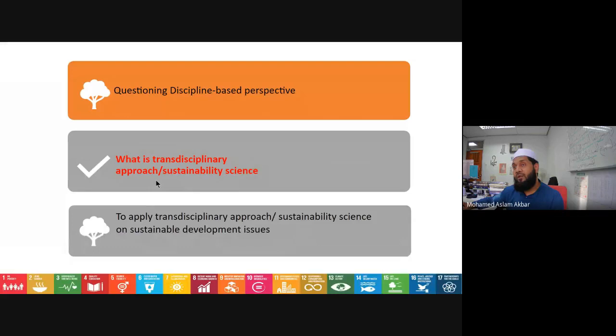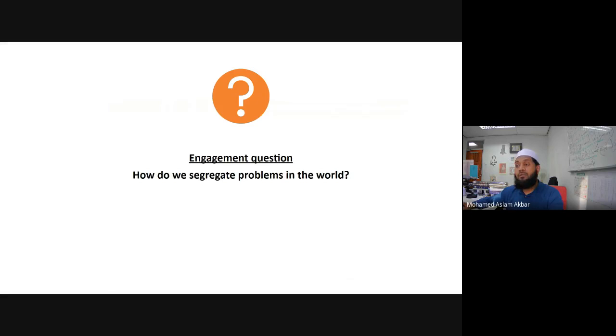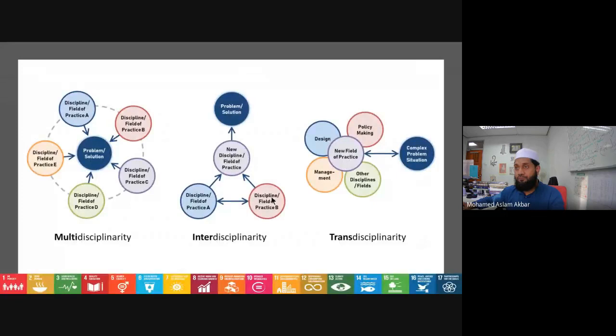Okay, now we're coming back to the second part of the class, which is what is the transdisciplinary approach. So the engagement question is, how do we segregate problems in the world? Here I'm giving you this to understand what is multidisciplinary, interdisciplinary, transdisciplinary. You see, there is a problem in the middle, right? Now, if you are bringing solutions from different disciplines individually, for example, there is a doctor, an engineer, and a lawyer, and they each want to give their own perspective of problem and solutions, then it becomes multidisciplinary.